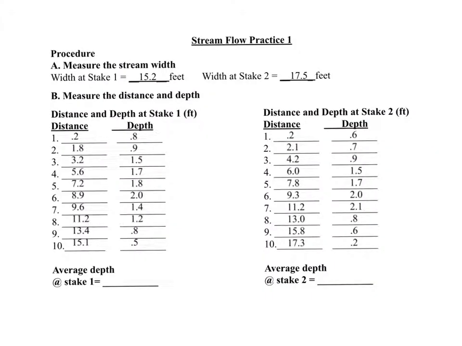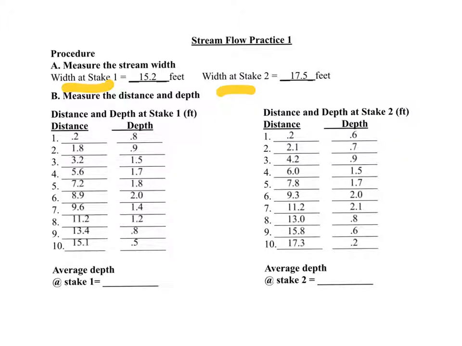So here's a set of sample data, starting out with 2 stream widths. Looking at those 2 pieces of data, that's not so much something we're calculating, but something we observed and measured, and now we have those 2 numbers to put into our calculation. Width at stake 1 and width at stake 2.